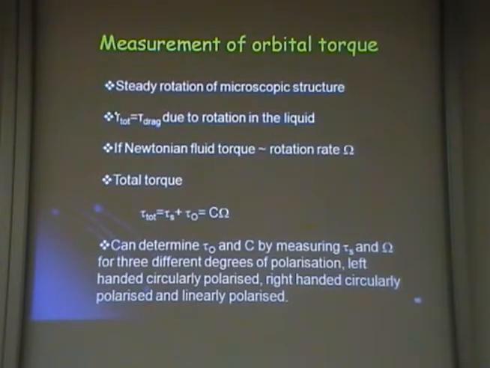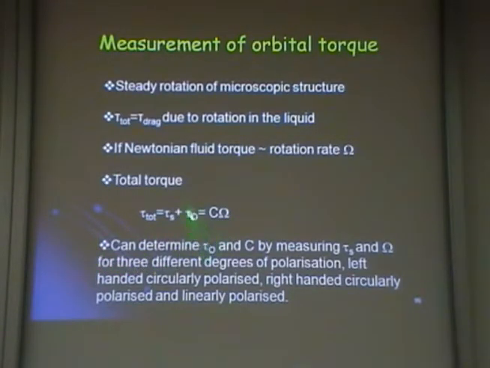Okay? So what we do here, we have steady rotation of some microscopic structure, and the total torque will be equal to the drag torque due to the rotation in the liquid. If we assume that we are dealing with a Newtonian liquid, then the rotation rate is very easy to determine. And the total torque will be a sum of the spin torque and the orbital torque. Of course, this total torque I can easily measure. It will be some constant times the rotation rate. And you remember one of my photodetectors allowed me to measure rotation rate directly, so this omega is easily measurable.